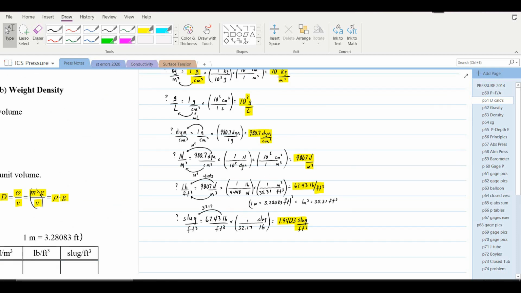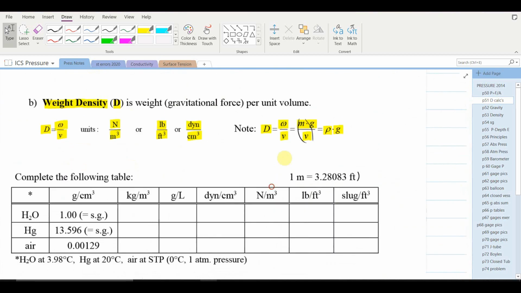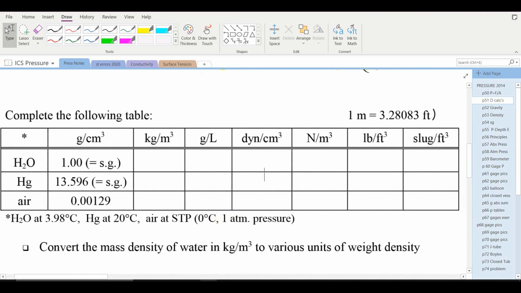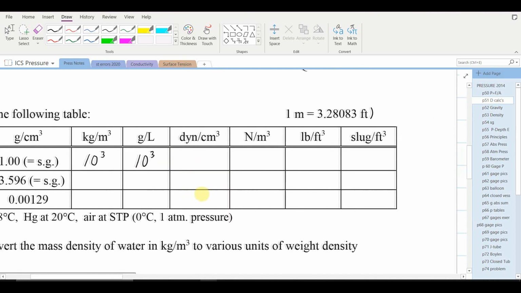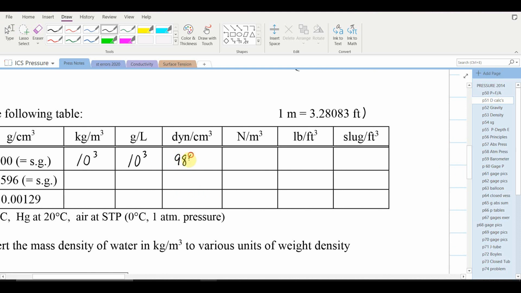Right, so let's fill in this table on the left-hand side here on page 51. This may seem redundant, but it's so important that you are familiar with these units. I believe it's well worth the time to do this. So, mass density of water, 1 gram per cubic centimeter. 1,000 kilograms per cubic meter. In the lab, we'd say 1,000 grams per liter. It was 980.7 dynes per cubic centimeter. 9807 newtons per cubic meter. 62.43 pounds per cubic foot. 1.9403 slugs per cubic foot.